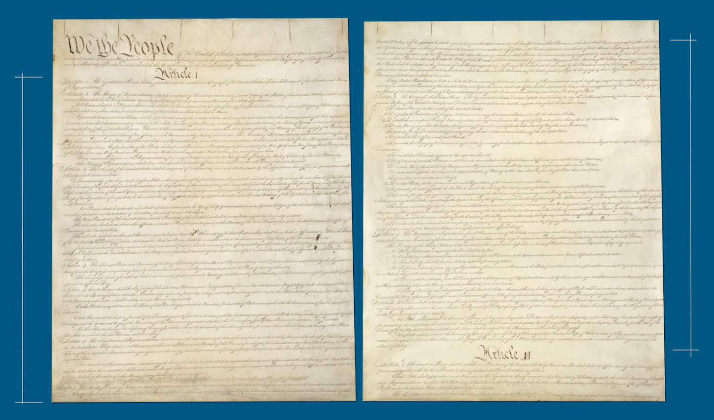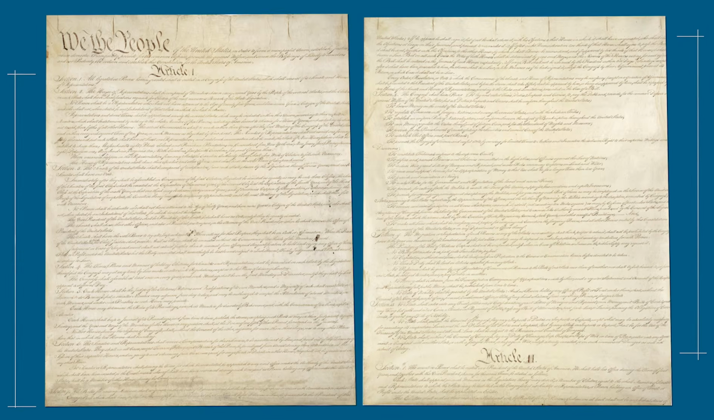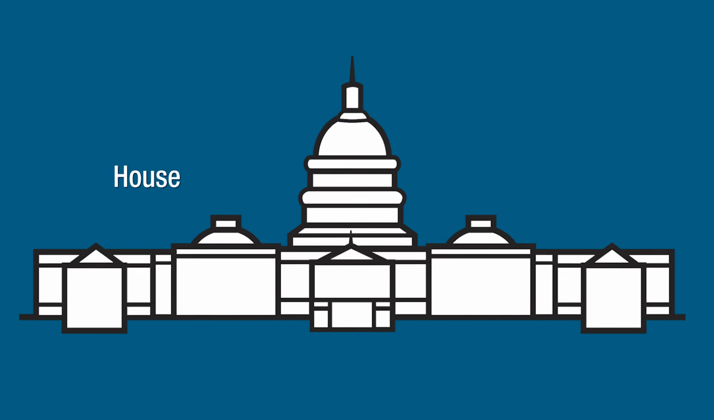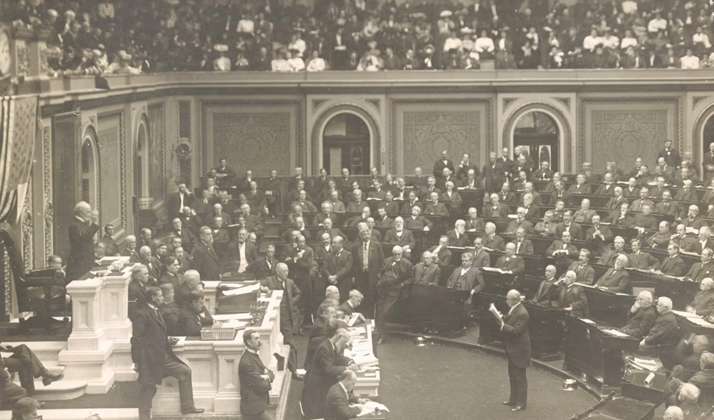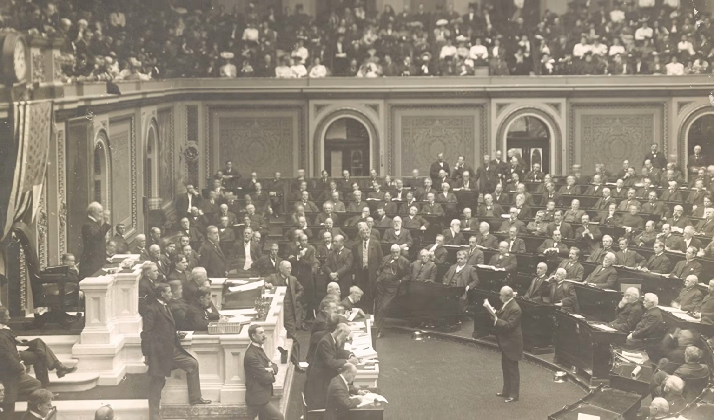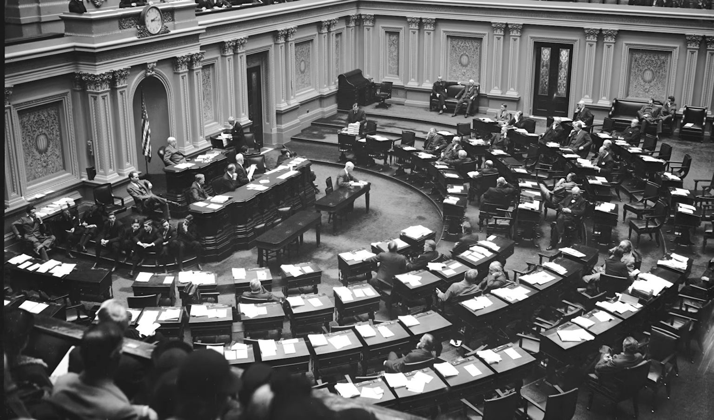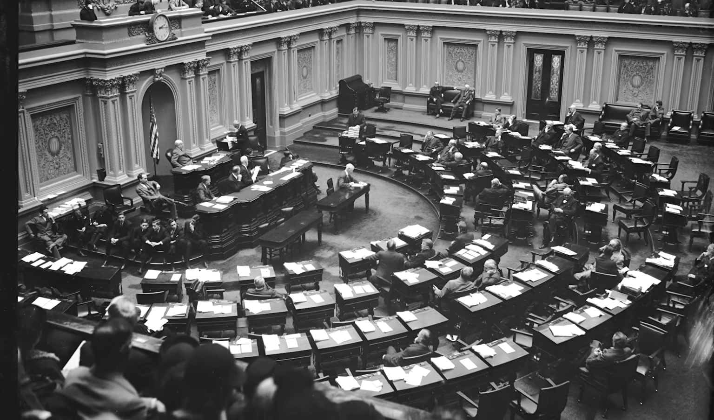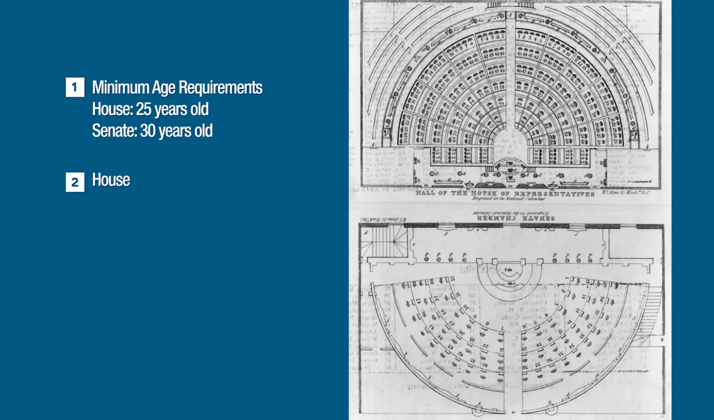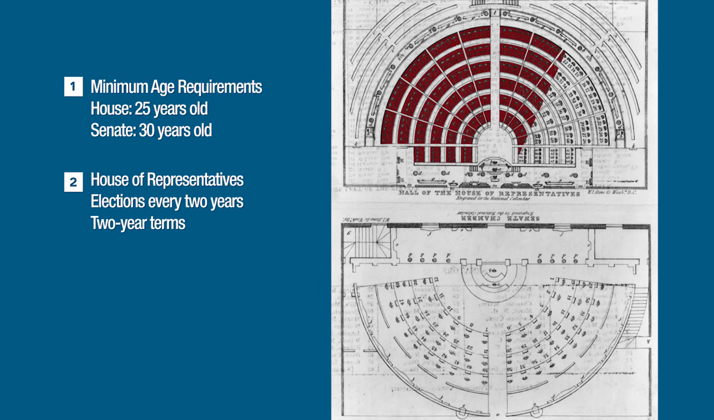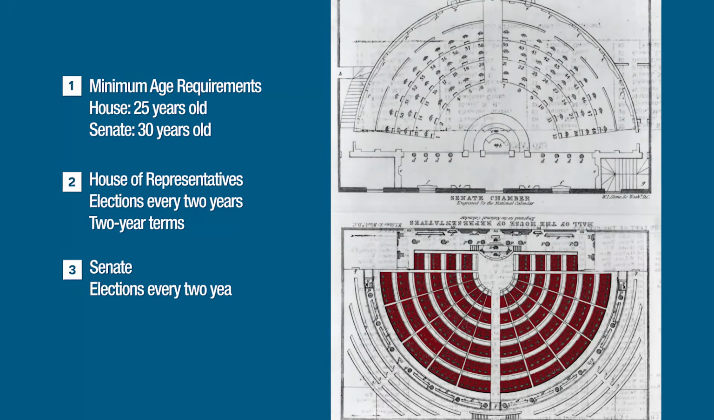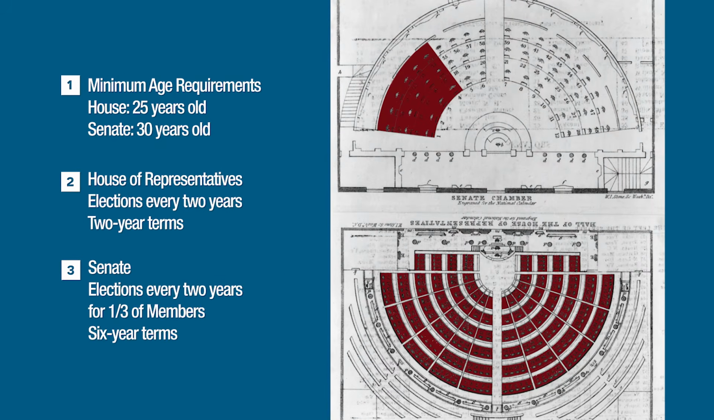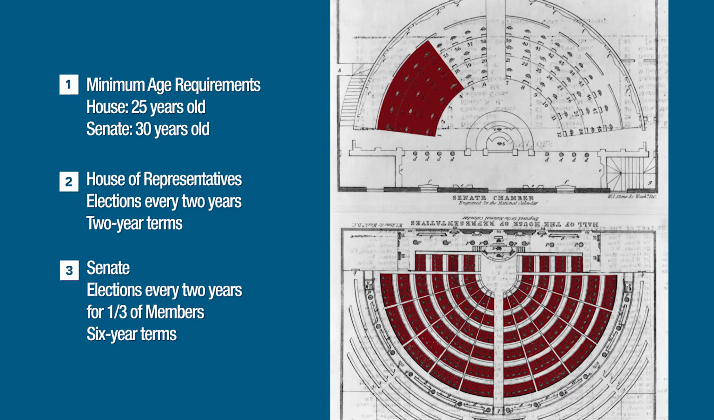It takes up almost 2 of the 4 pages of the Constitution and establishes the House of Representatives and the Senate. It sets minimum age requirements for office, at least 25 years of age for the House and 30 years of age for the Senate. It establishes that every 2 years, all members of the House of Representatives and 1/3 of the Senate is up for election, with senators being elected for 6-year terms.